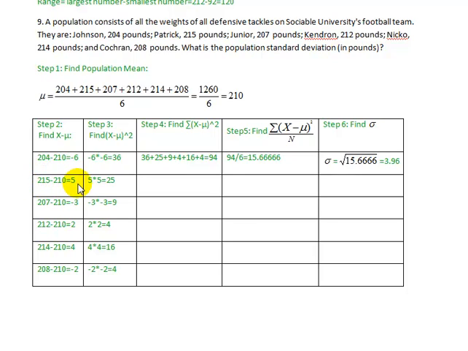215 minus 210 is 5. 207 minus 210 is negative 3. 212 minus 210 is 2. 214 minus 210 is 4. And 208 minus 210 is negative 2.